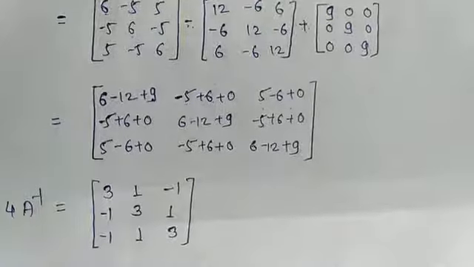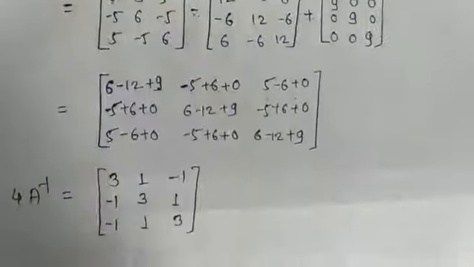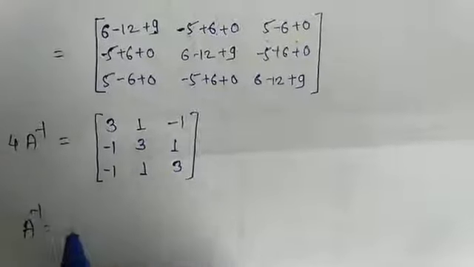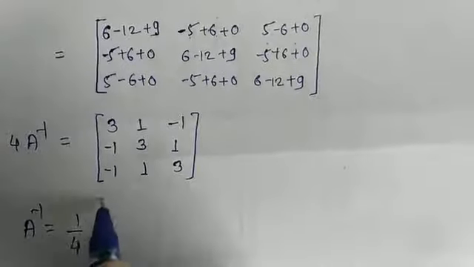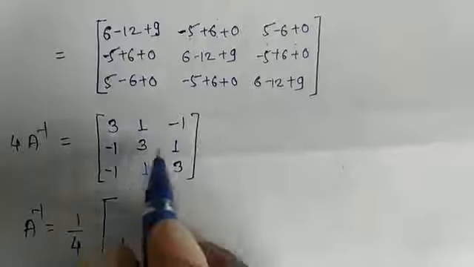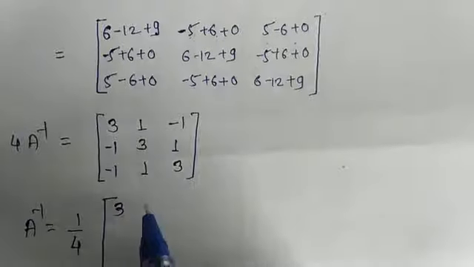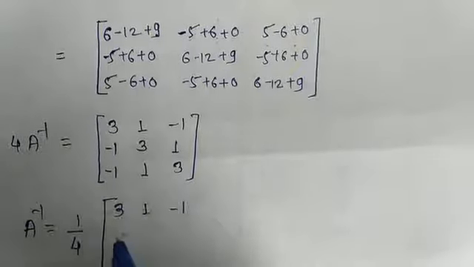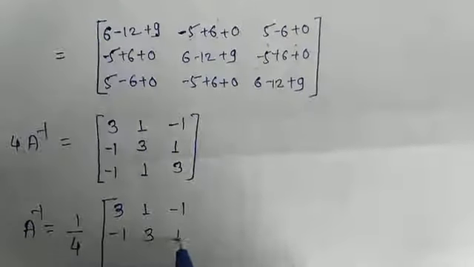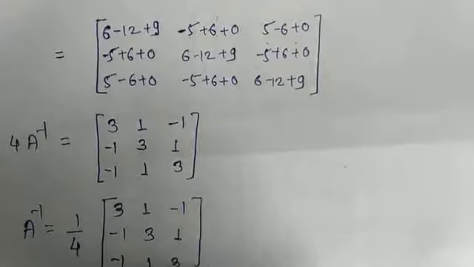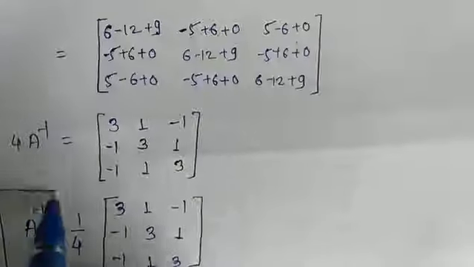So we have to find A inverse, which implies A inverse is equal to, here 4 is multiplied, so it will be divided. It is a scalar term, so we have to divide by 4 for each term, or you can write 1 upon 4 outside the matrix: 3, 1, minus 1, minus 1, 3, 1, minus 1, 1, 3. Which is our required answer.